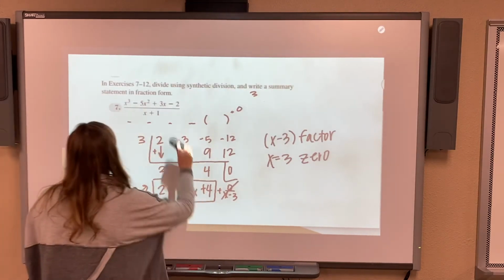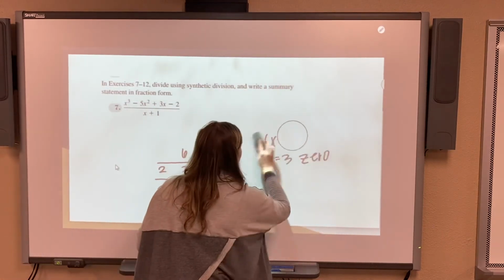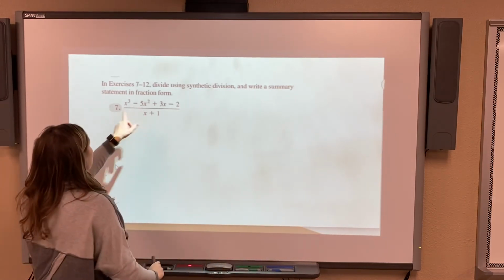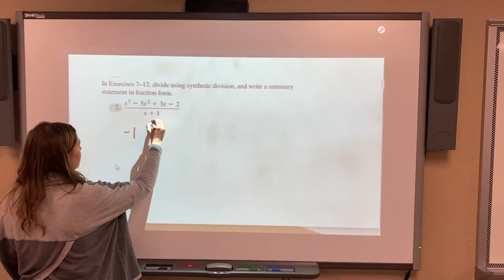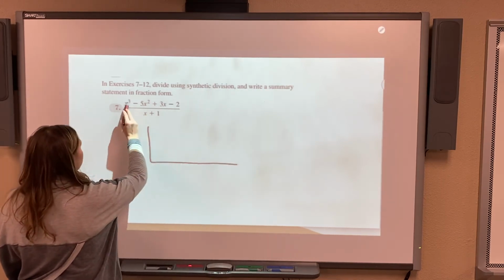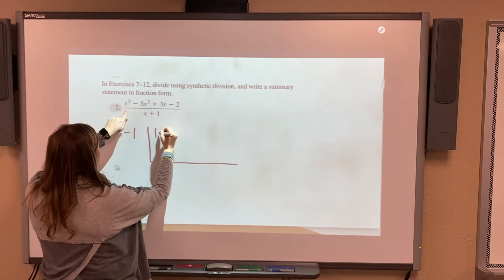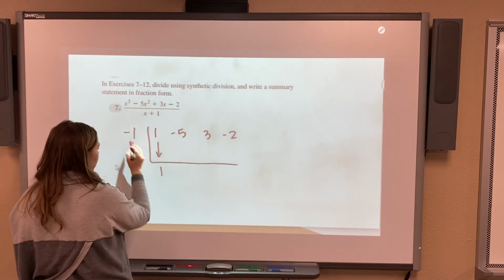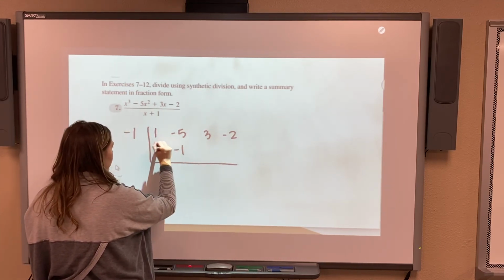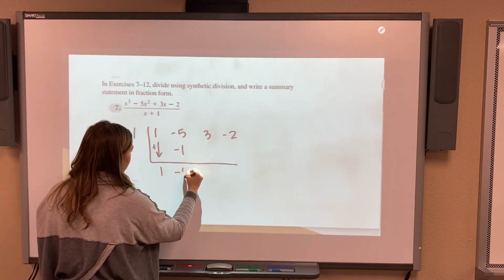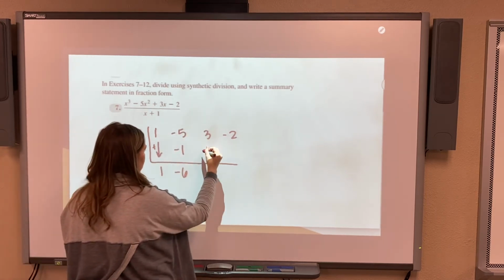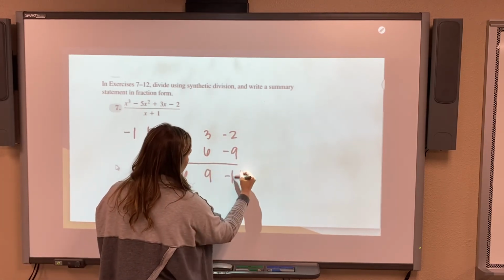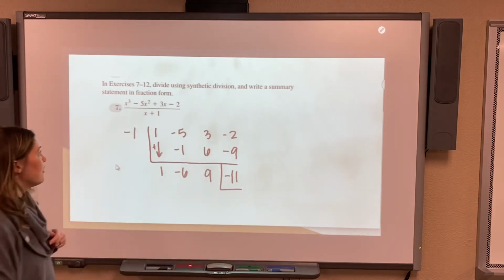So let's do another example. Actually, we're going to do 2 more examples of synthetic. If we have the -1 goes out here, it's always opposite. And then 3, 2, 1, 0, so we're going to get 1, -5, 3, and -2. So we bring our 1 down. -1 times 1 is -1, and then we always add. -5 plus -1 is a -6. Multiply -1 times -6 is a +6. Add, we get 9. -1 times 9 is a -9. Add, we get -11. That is our remainder.